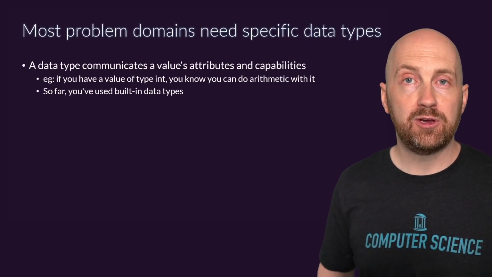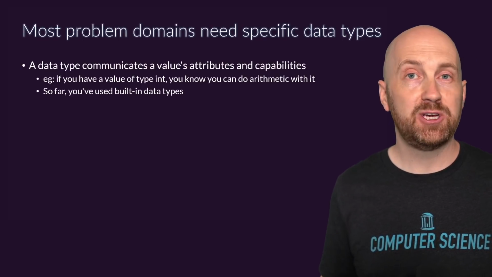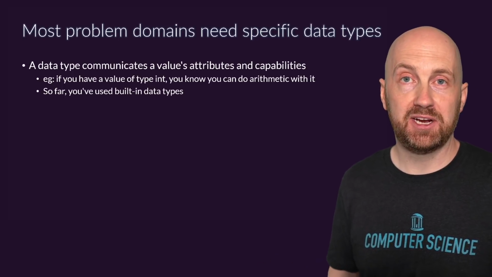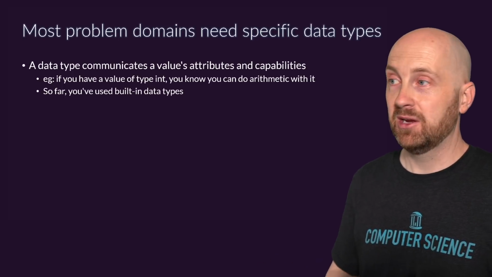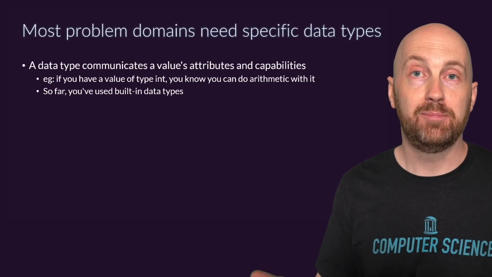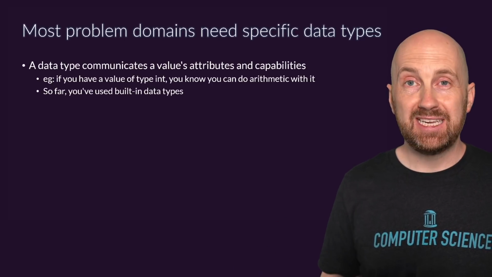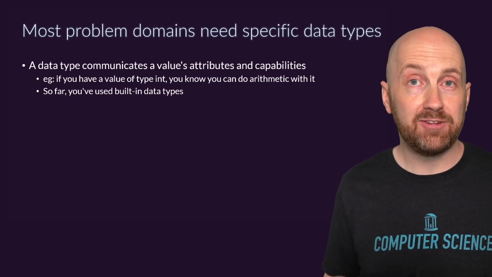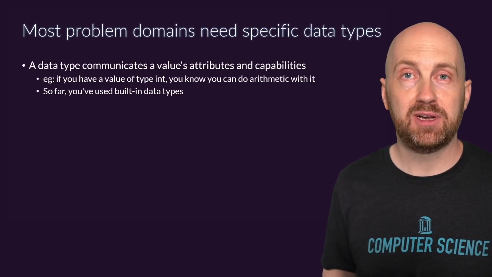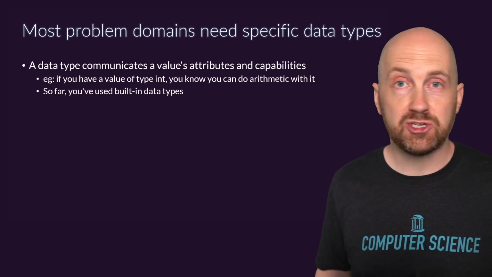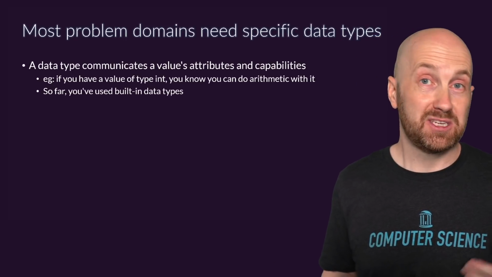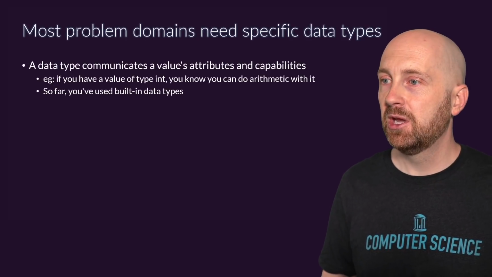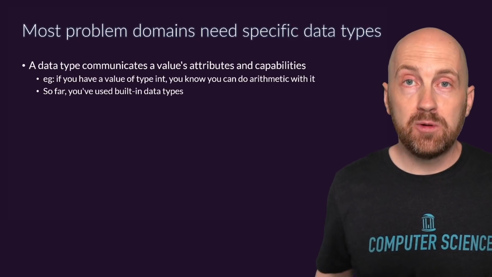Most problem domains that you're working in with programs are going to have very specific needs, very specific data types they're working with. If you're working with biology data, you're going to have types that are related to base pairs of your DNA, right? So a data type communicates what some value's attributes are, what kind of data it holds, and what its capabilities are. So we know that there are things that we can do differently with a string than we can do with an integer. There are things that we can do differently and expect will behave differently with a floating point value than with an integer as well. When you have an integer, you know you can do arithmetic with it, right?